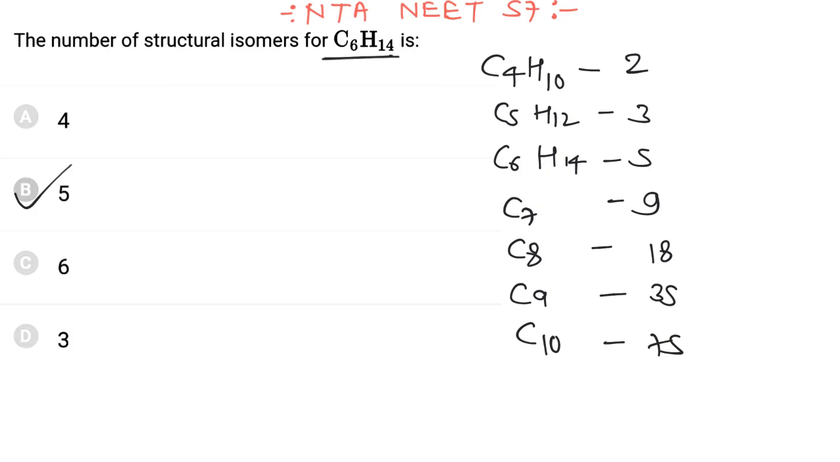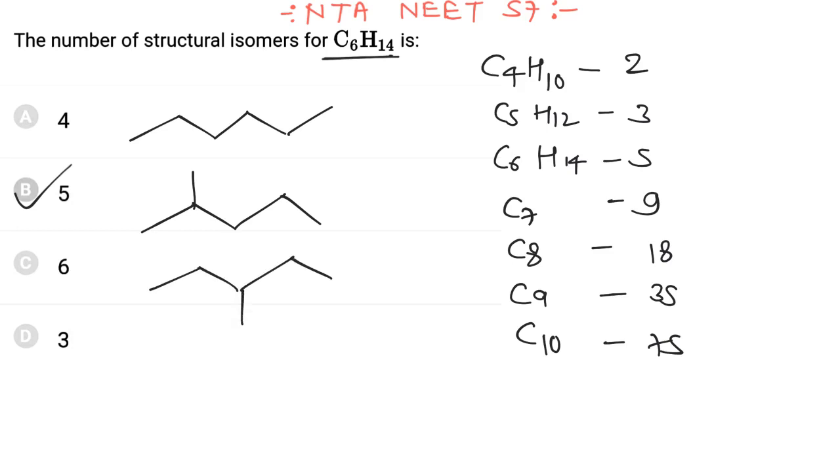Now if we have to draw the structures: first, one in which all the 6 carbons are present in a straight chain, normal hexane. Then 5 carbons in the main chain and methyl present at the second carbon. Then 5 carbons in the main chain and methyl present at the third carbon. Then a 4 carbon chain with 2 methyl groups on the same carbon, and one structure in which 4 carbons are in the main chain and 2 side chains are present at different carbons. So a total of 5 structures are possible, and hence the correct answer is B.